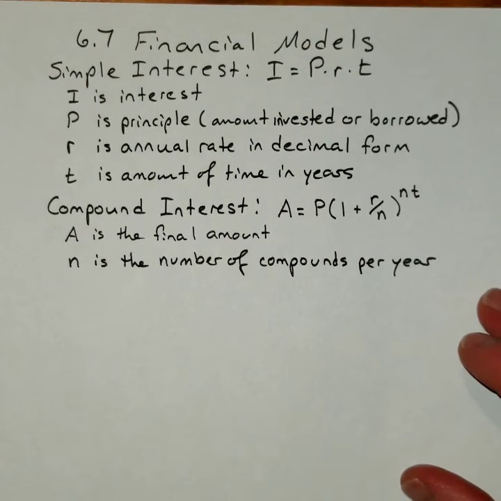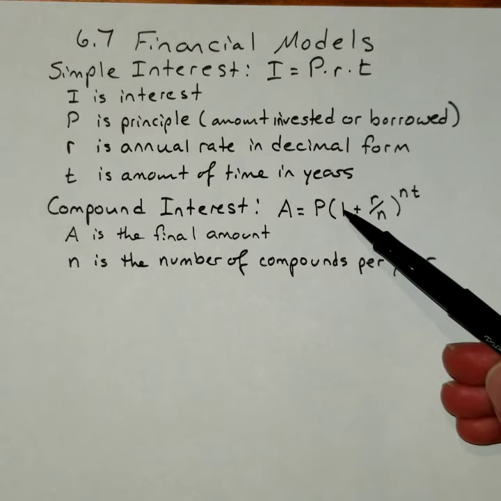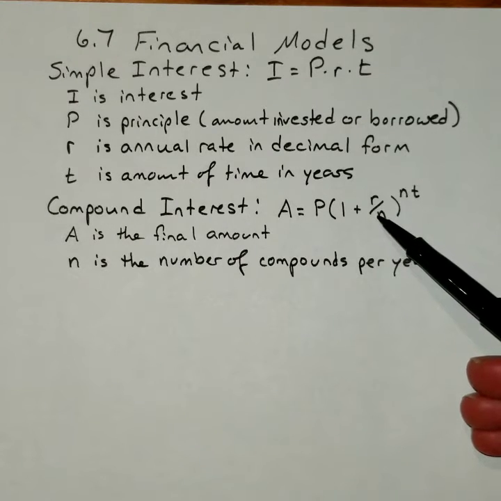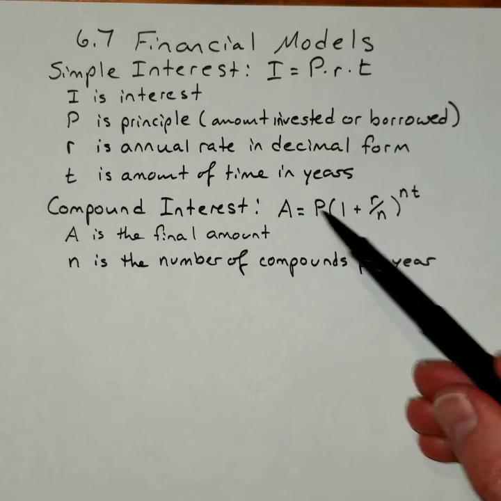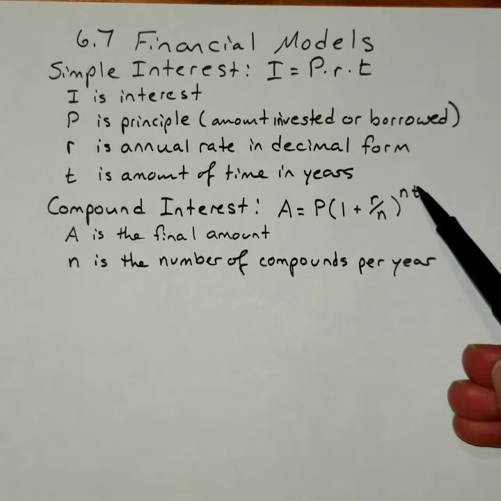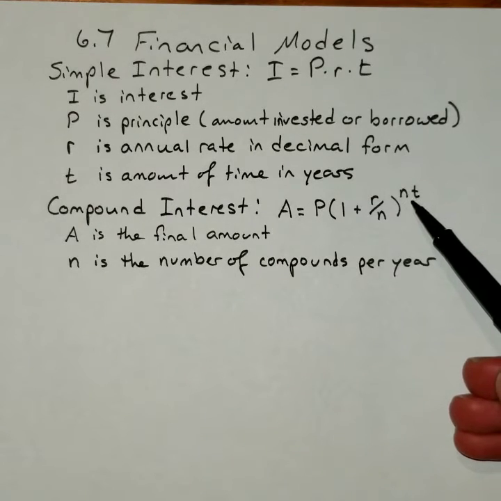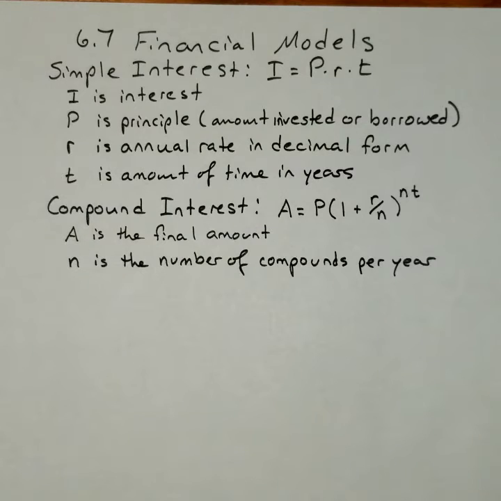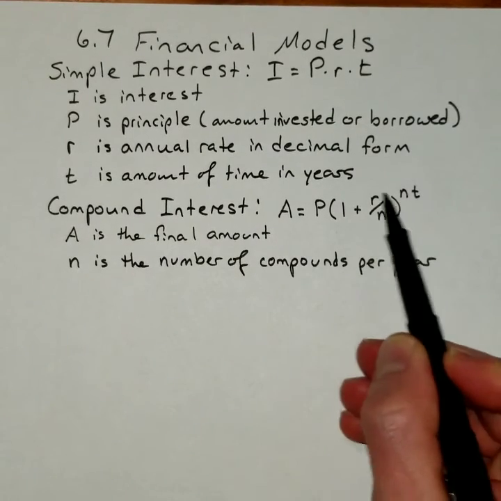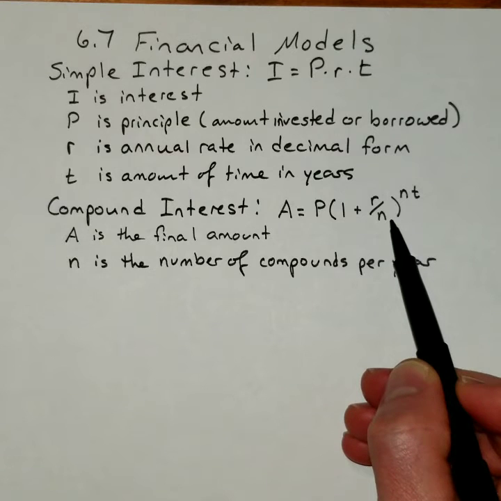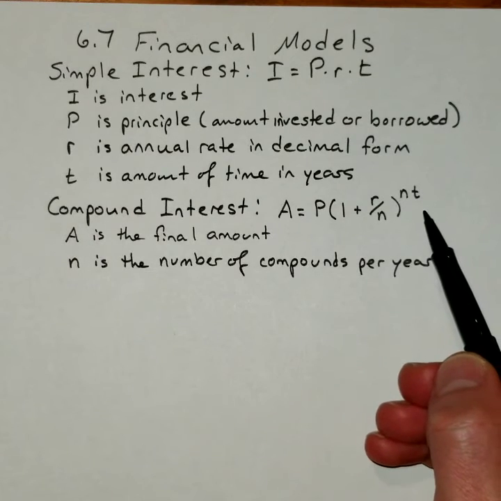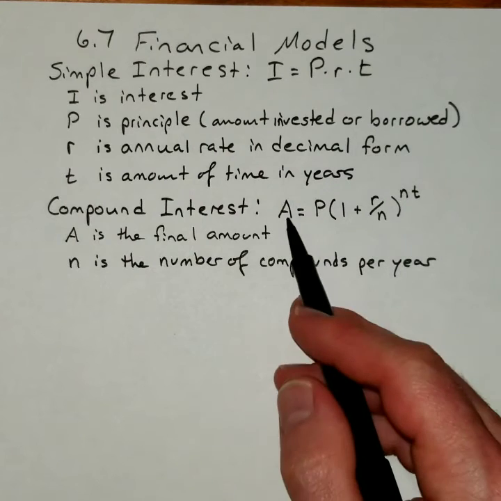Okay, and so you add those two together, the original plus the interest, and you get the final amount in the account. Now the exponent comes in because you're doing this every time there's a compounding period. So n times t, the number of compounds per year times the number of years, is the total number of compounds. And so that tells you how many factors of this thing need to be included in order to accurately calculate the final amount.